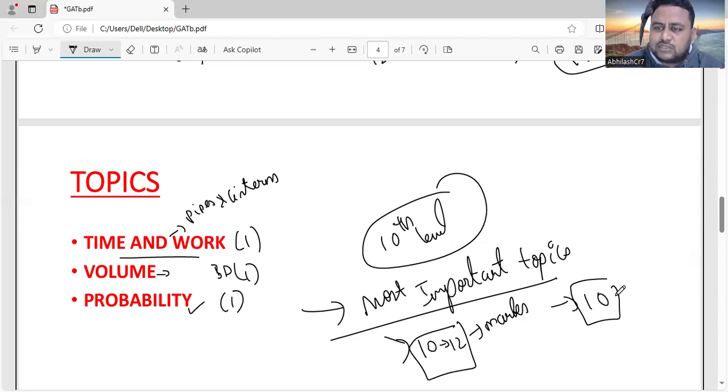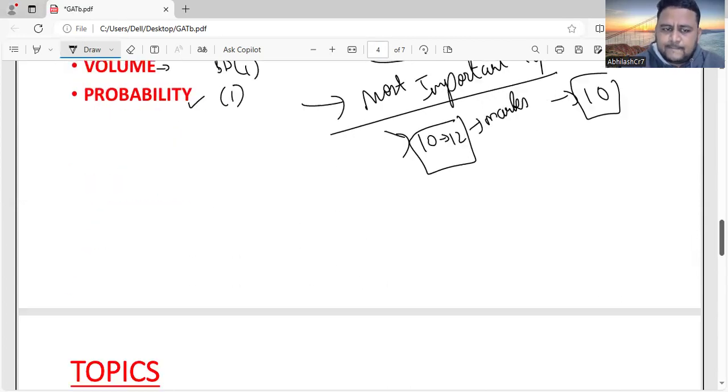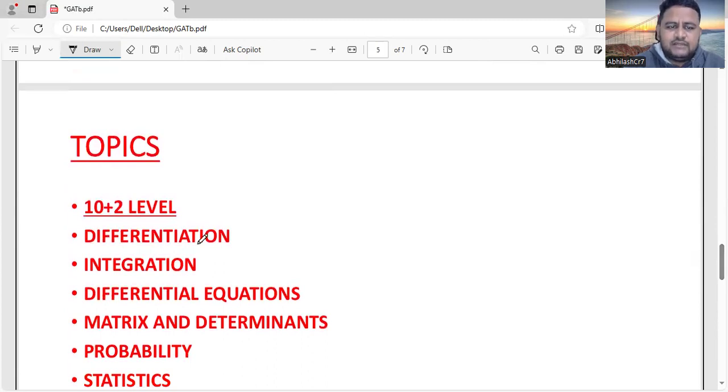At the plus 2 level, what are the important topics that we are going to study? Let us look at it now. First is differentiation. Don't get scared looking at differentiation, calculus, all these things. The questions they're asking are very simple. You have to know the basics of these topics. If you know the basics, you will be able to solve differentiation and integration.